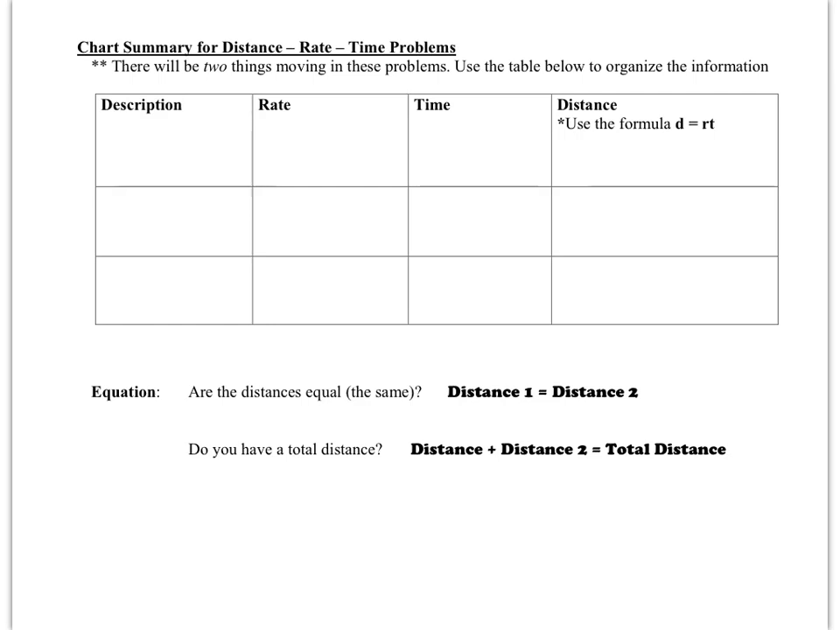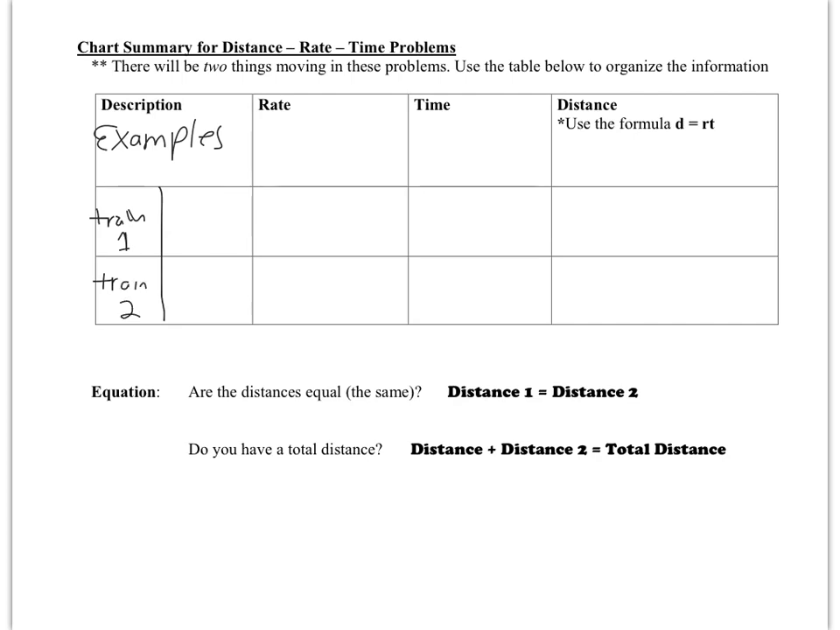So let's just summarize what we're going to end up putting in that chart every single time we do a problem like this. Whenever you get one of these charts, the description is always going to be what we're talking about. There's going to be two things moving in these problems. So some examples of what the description would be, kind of what we've written. Let me come up with two different examples. It could be train 1 and train 2. We could have two different trains happening.